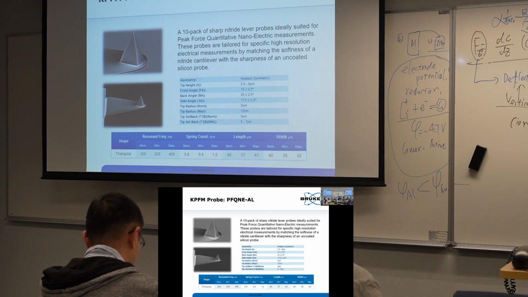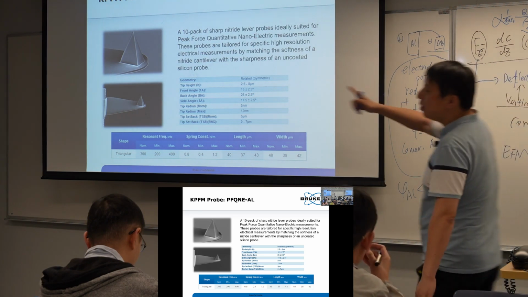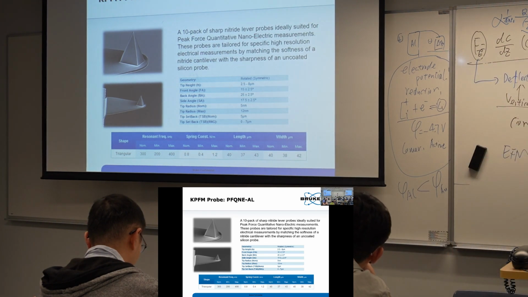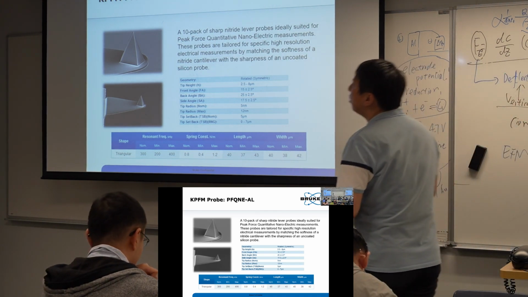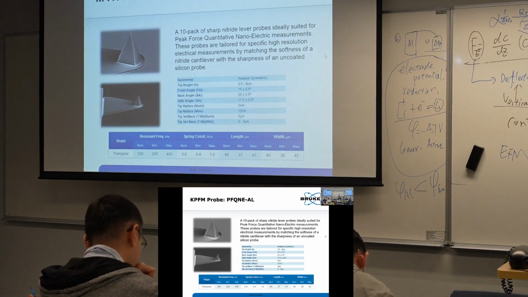If you want to do some quantitative study, especially for EFM, this one may not be a good choice because it is not metal. It is heavily doped silicon. It is still a semiconductor. The Fermi level of a semiconductor is different from the Fermi level of a conductor. It will make your theoretical calculation a little bit hard. So if you are doing a theoretical study, just use the metal coated probes, not this one. Okay, that's the advantage of these probes.